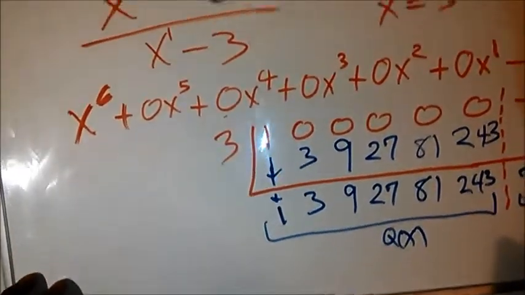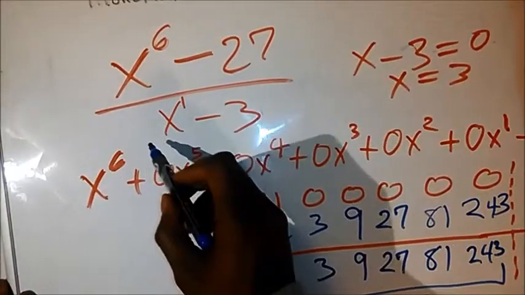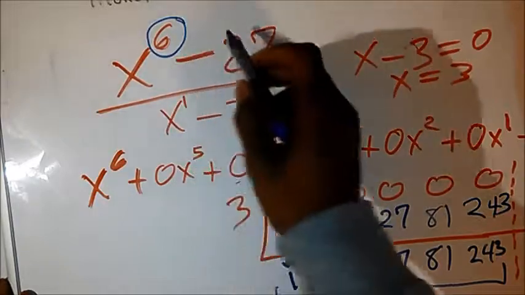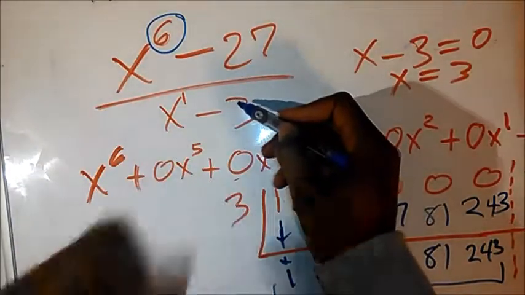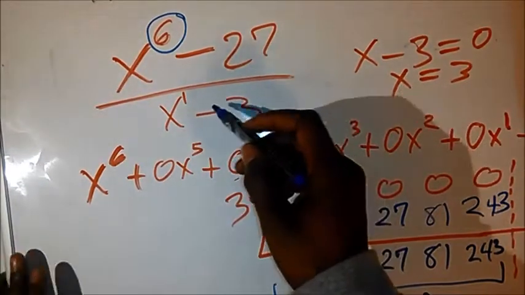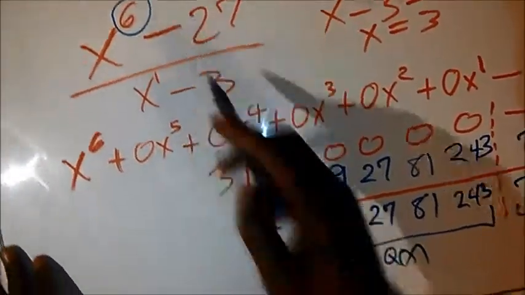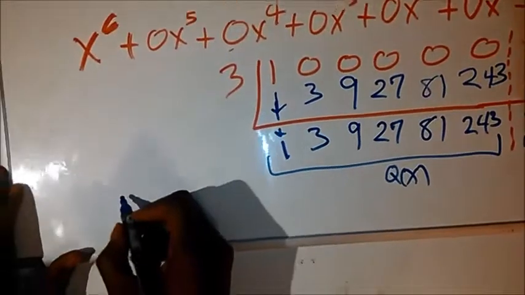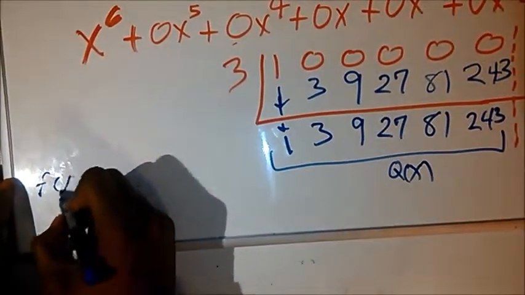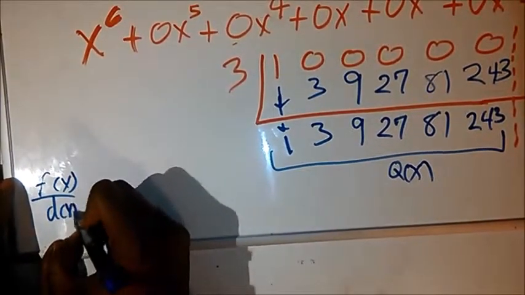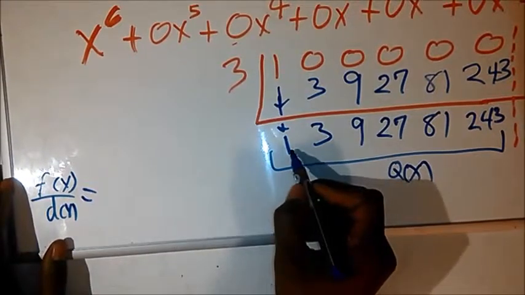And how do we write it? Well, first we look at our highest power here, which is 6. We divided it by a binomial, so it's going to be from 6 to 5. So our answer will be f of x divided by d of x is going to equal 1, which will be x to the 5th power.